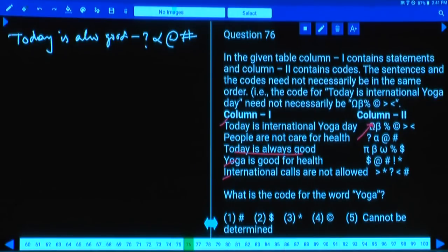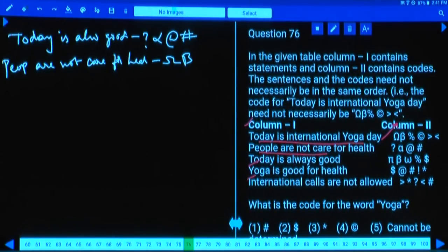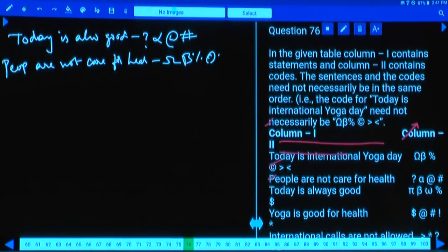Now today is also good. And the next one is what? 6. I can find out the 6. People are not care for health. How many elements are there? 6 elements. Now among these 6, 1 and beta. Next one percentage, copyright, percentage and copyright, copyright and greater than and lesser than, greater than, lesser than.